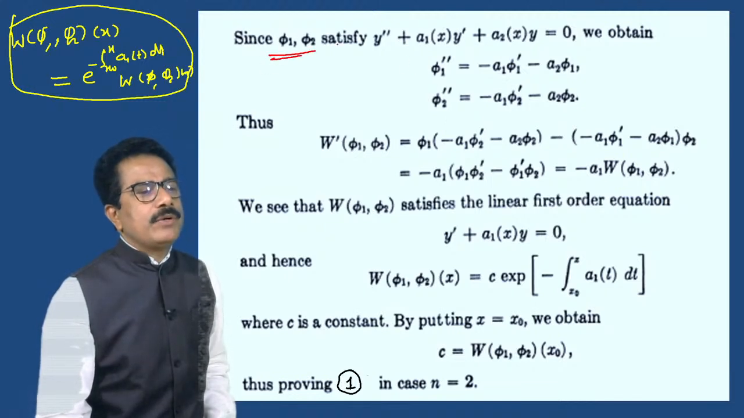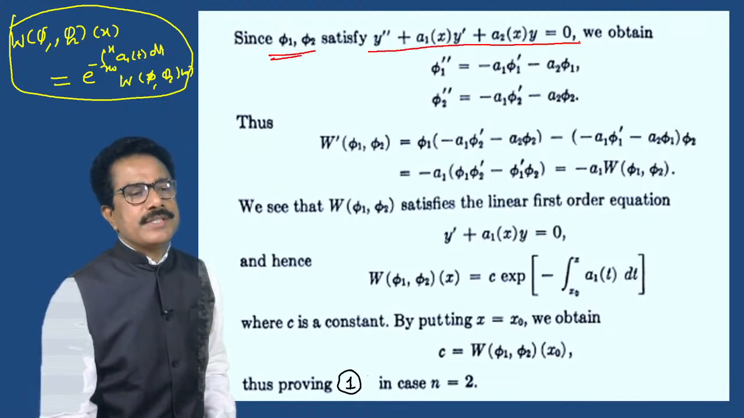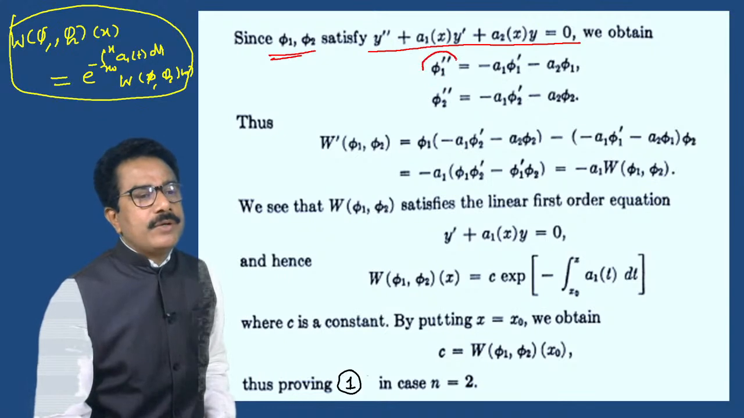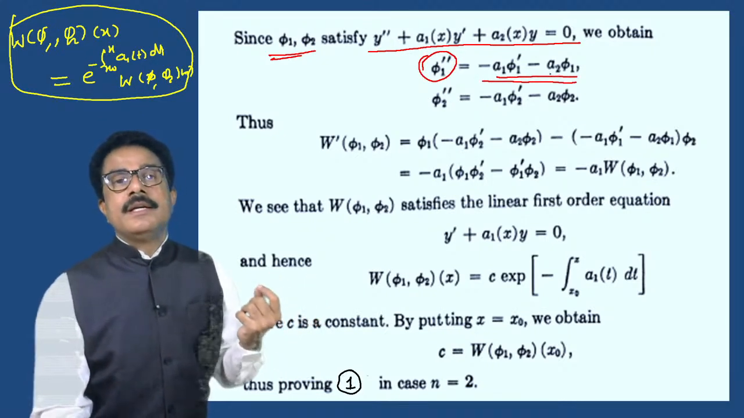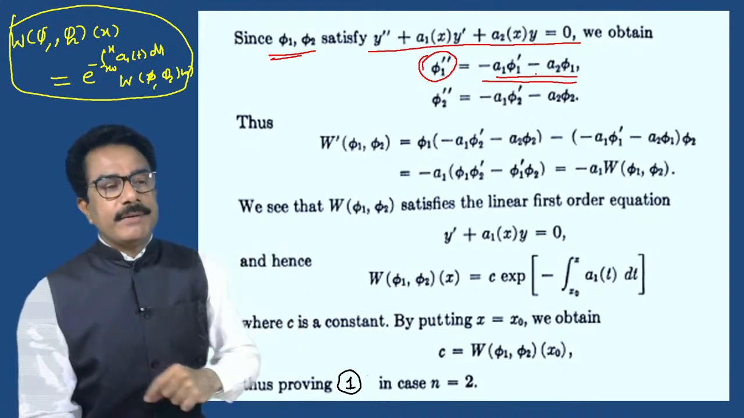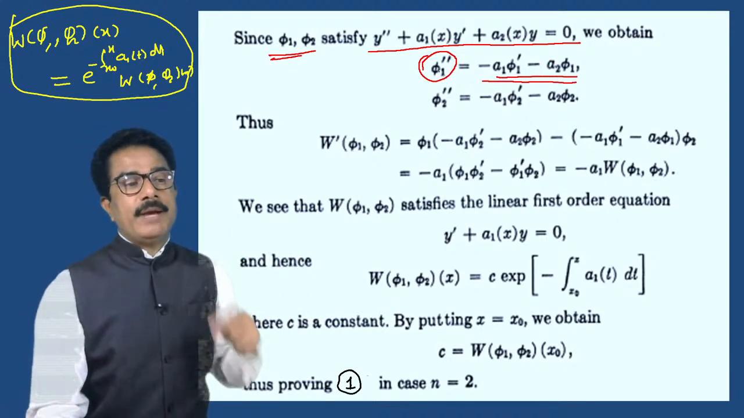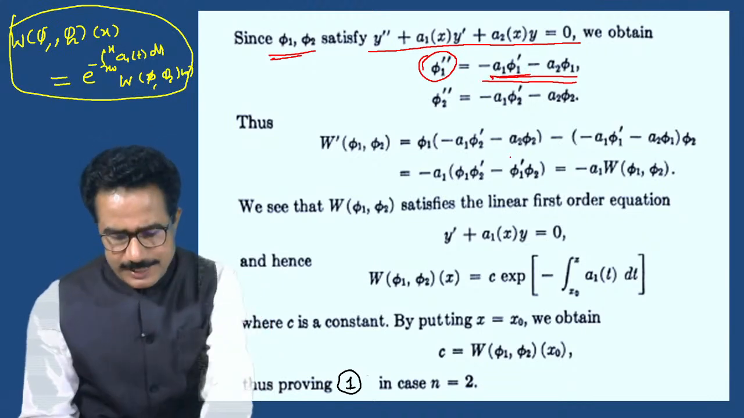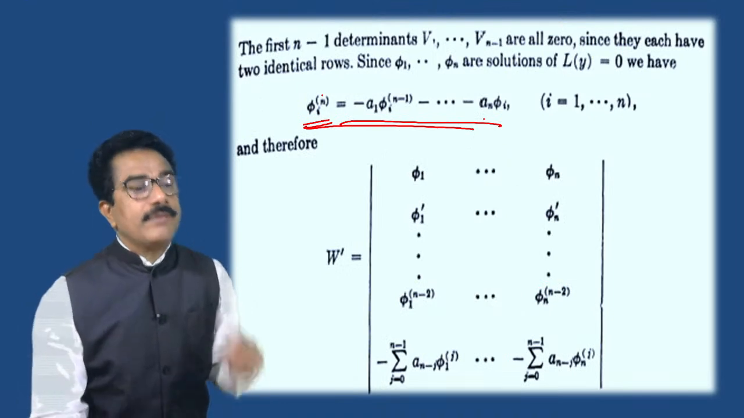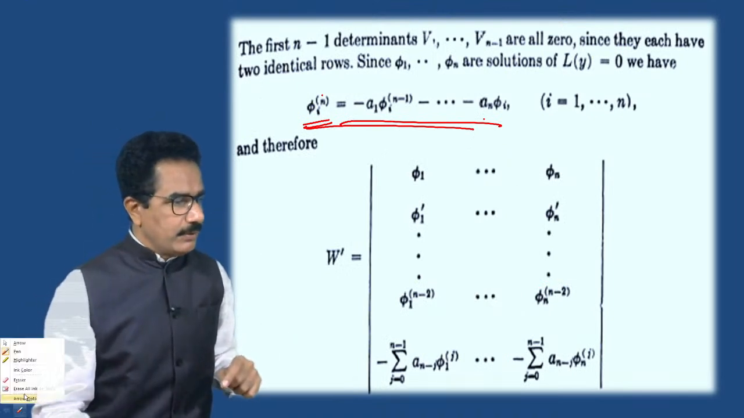अगर phi 1, phi 2 सॉल्यूशन होता है सेकंड ऑर्डर डिफरेंशियल इक्वेशन का, तो phi 1 dash can be written in the form of a decreasing order of the derivatives. Phi 1 double dash can be written in the form of a decreasing order. Same process we have to write for the nth order differential equation.